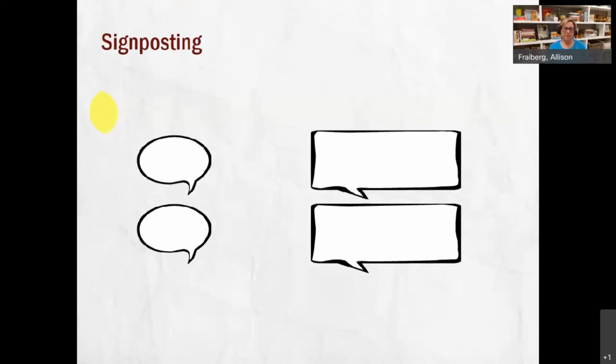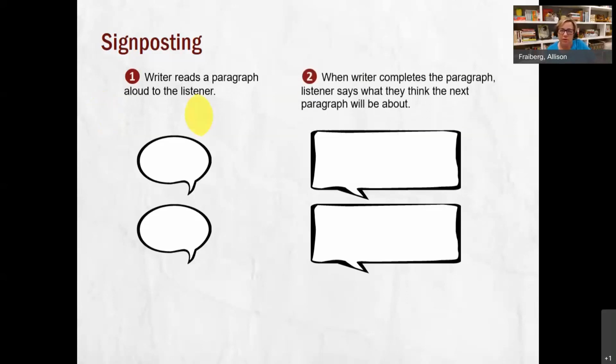Another technique, and this is more when you think your paper's ready to submit. It's called signposting. And what you do is you take your draft, what you think is your final draft, and you get a partner and you have to read the paper paragraph by paragraph to your listening partner. And what you do is you read the paragraph and then you ask the listening partner, what do you think comes next? What would make sense coming next? And then you read the next paragraph.